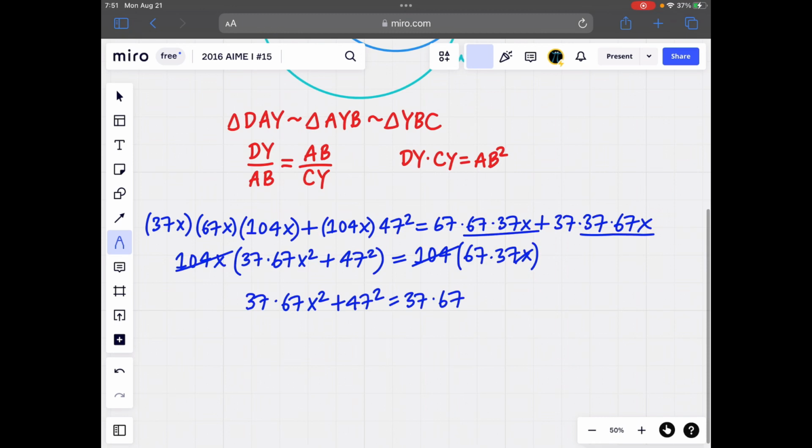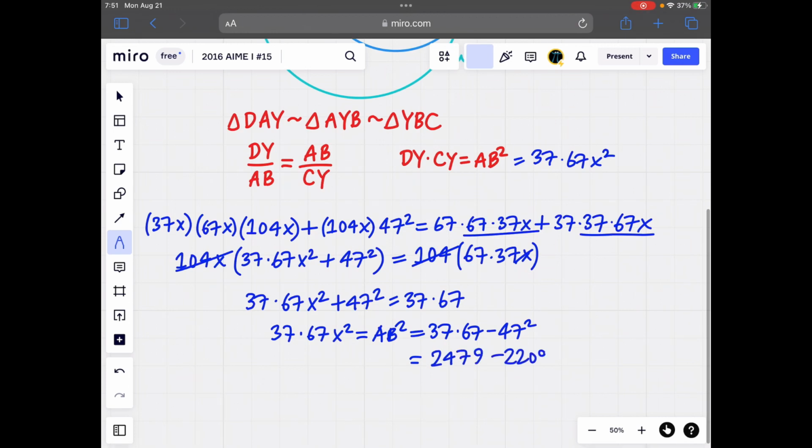And what we want to find is DY times CY, also equal to AB squared. And that's equal to 37x times 67x, which is just 37 times 67x squared. And so we move the 47 squared to the other side to get 37 times 67x squared, which is AB squared, equals 37 times 67 minus 47 squared. And so AB squared is equal to 37 times 67, which is 2479, minus 47 squared, which is 2209, and that's equal to 270.